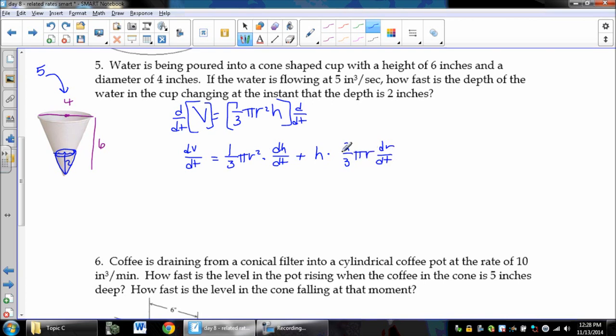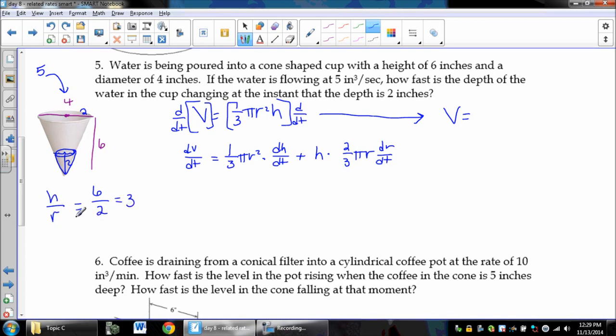But that's a lot of unknowns, and I really don't want to deal with all those unknowns. So what I'm going to do is say, you know what? Cones are special. And I'm going to rewrite this. If we look over here, I have 4 for my initial diameter and 6 for my initial height, which really means 2 for my initial radius and 6 for my initial height, which means h over r is always going to have a ratio of 6 to 2, which is 3.